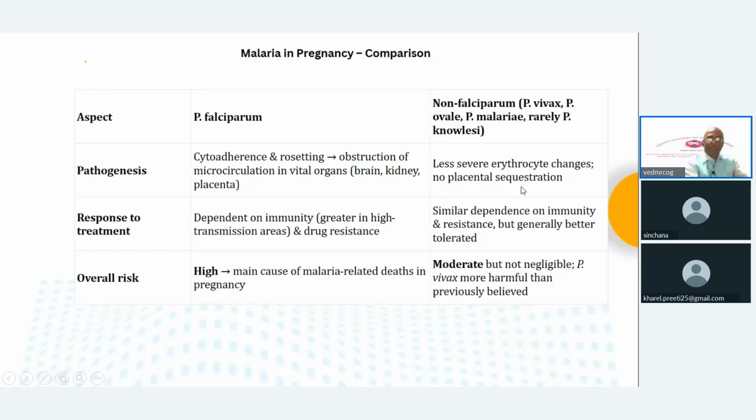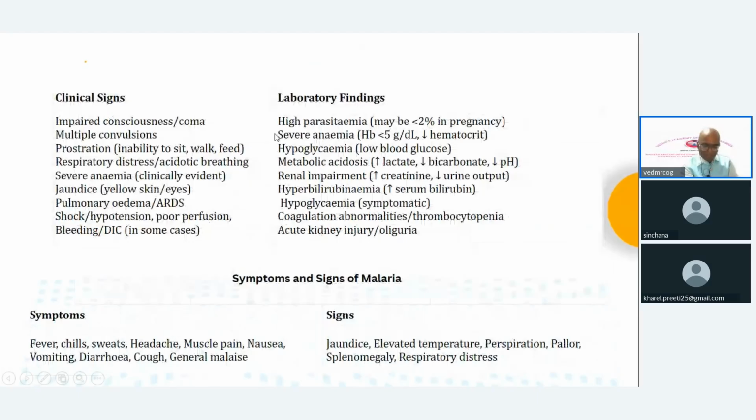Erythrocyte changes are seen, with no placental sequestration, and similar dependence on immunity and resistance. So the response to treatment will be the same in both cases, depending upon the level of immunity and drug resistance. Overall risk is moderate but not negligible. Vivax is more harmful than previously believed. So nowadays they are thinking about Vivax also, but definitely falciparum is the most risky.